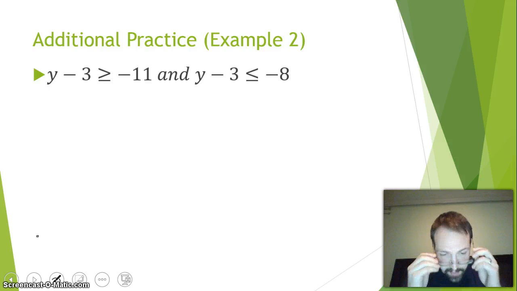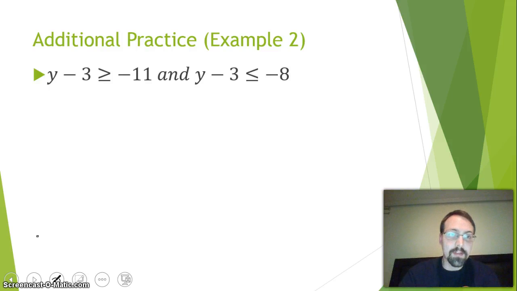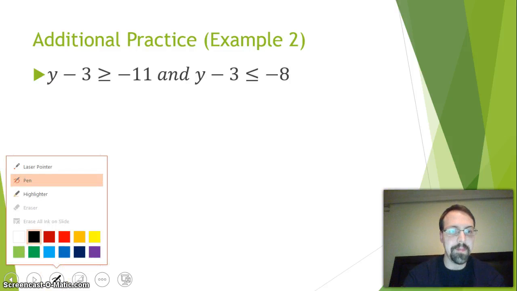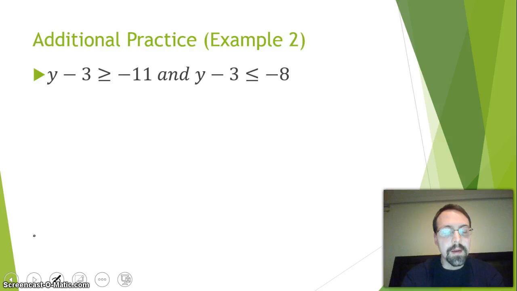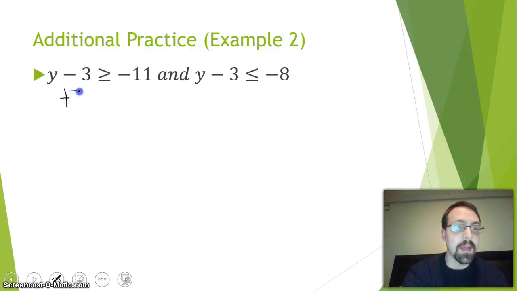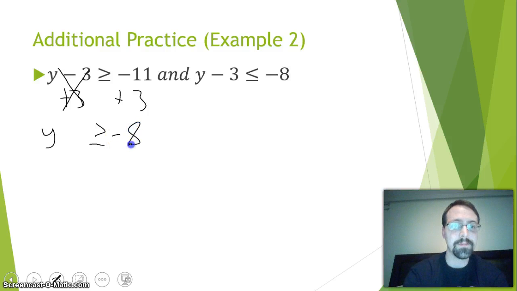Okay, enough awkward silence. So I've got y minus 3 is greater than or equal to negative 11. Got to get rid of that minus 3. So what's my inverse operation? Go ahead. I can't hear you. Plus 3. So I need to add 3 on both sides. When I do that, start from the left, work my way right, bring down my y. These cancel out. And I've got y is greater than or equal to negative 8.